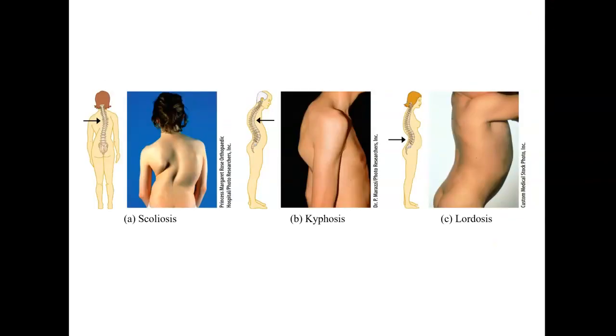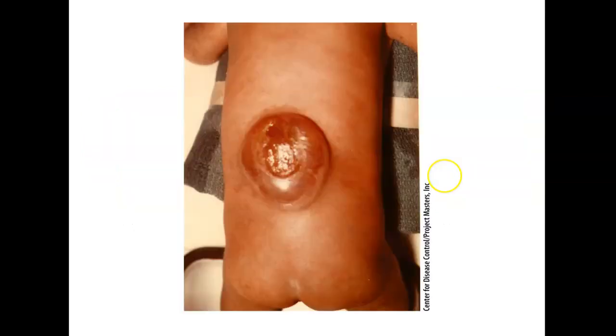And so here's what those look like. Our scoliosis kind of makes that S. It has a lateral curvature. Kyphosis curves at the top, so it gives you a hump. Lordosis will curve in the lower lumbar region, so it kind of makes the buttocks stick out a little bit. And it looks kind of humped on the top sometimes.